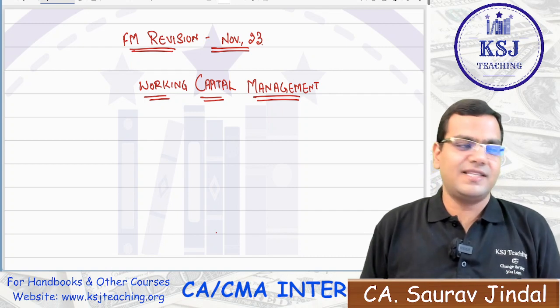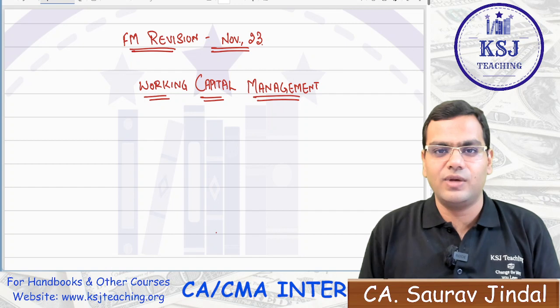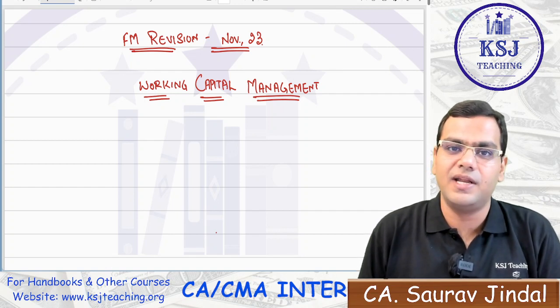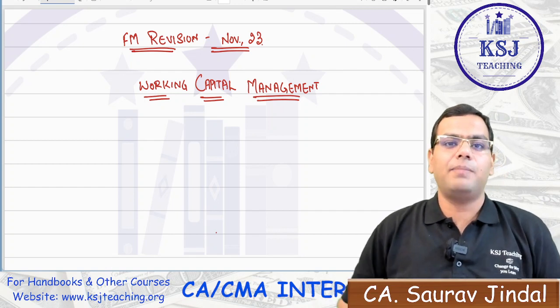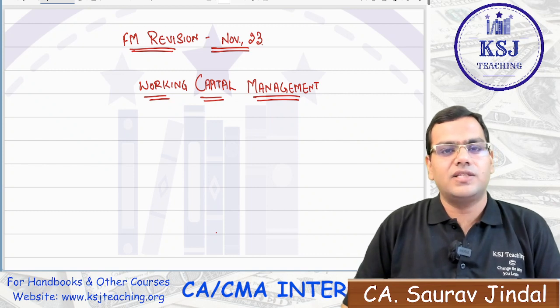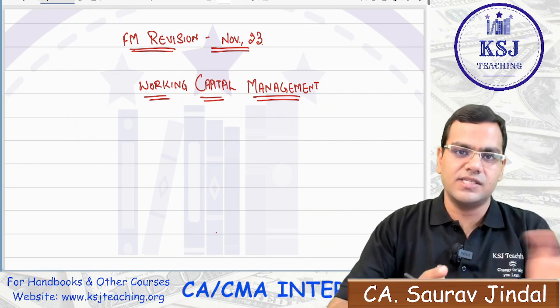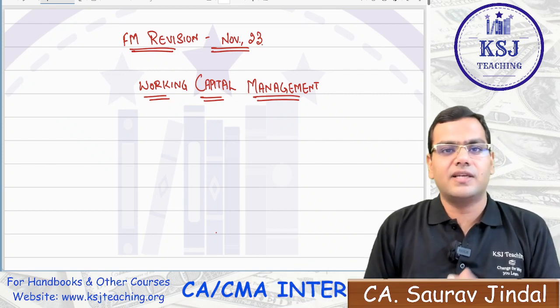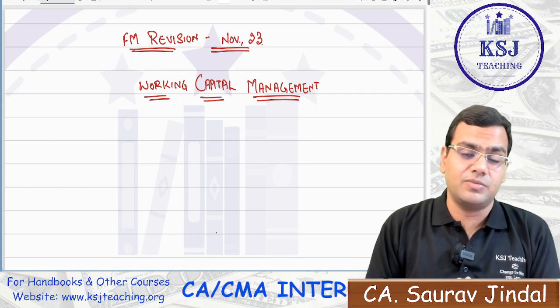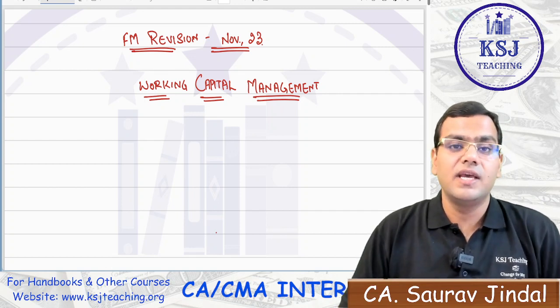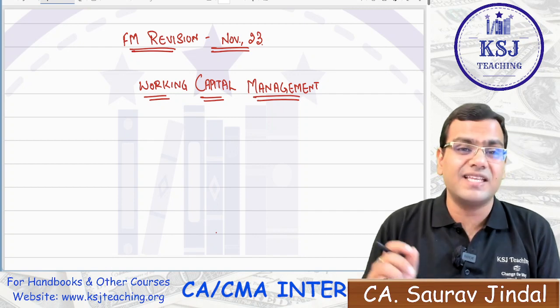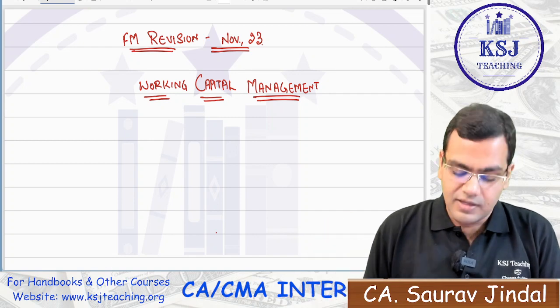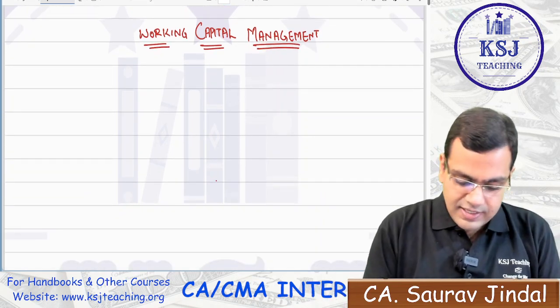Okay, so let's get going. The first chapter that we are going to start with is working capital management. Now, in the working capital, we can divide this chapter into various parts. One is the estimation of working capital, then is the cash management, then is the debtors management. So what we are going to start with is the first topic, that is estimation of working capital, right? Okay, so let's get going.